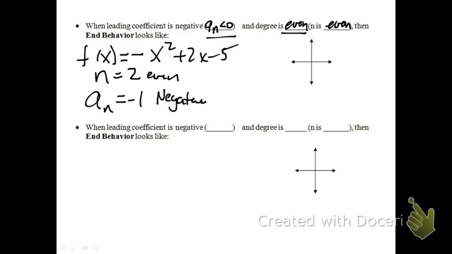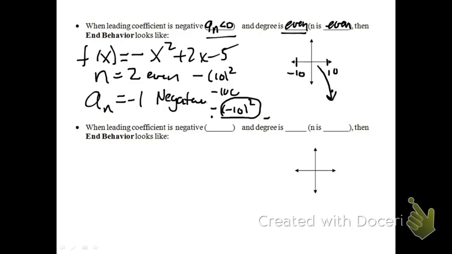Degree even, a sub n is negative. You guys know that if you plugged in a really big x value like 10, you'd have the opposite of 10 squared, which would be negative 100. That would be something way down low. End behavior would be going down like here. If I plugged in negative 10, well, you'd have the opposite of negative 10 squared. The key is, when you raise a negative to an even power, it turns positive, but there's a negative in front, making it still negative 100, right? So you're going to end up still with something really far down low.